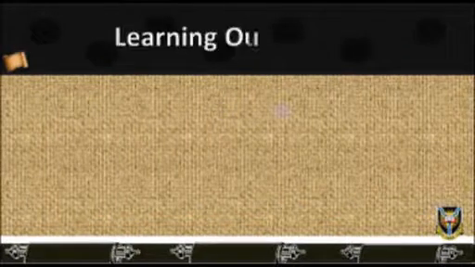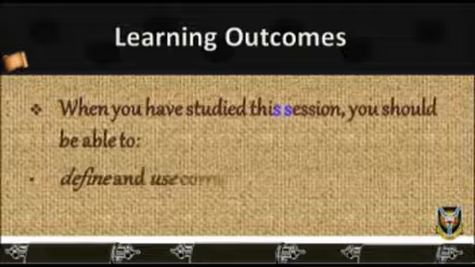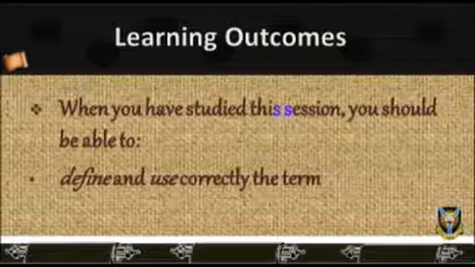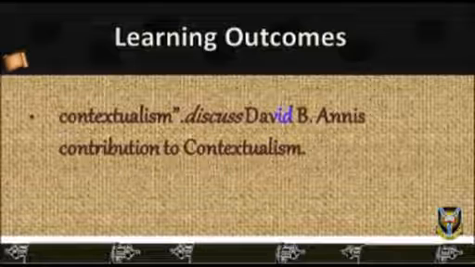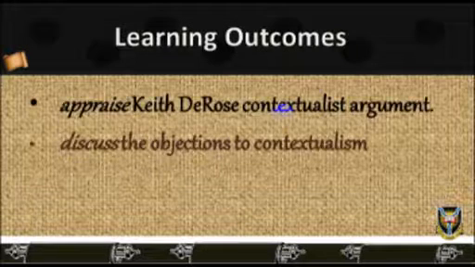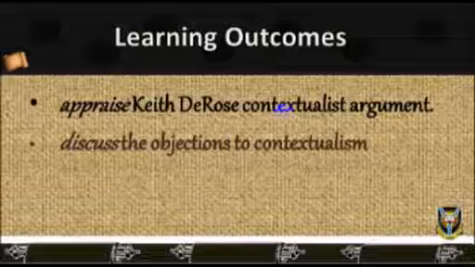Learning outcomes. When you have studied this session, you should be able to: 1. Define and use correctly the term contextualism. 2. Discuss David B. Harness' contribution to contextualism. 3. Appraise Kate D. Rose's contextualist argument. And 4. Discuss the objections to contextualism.